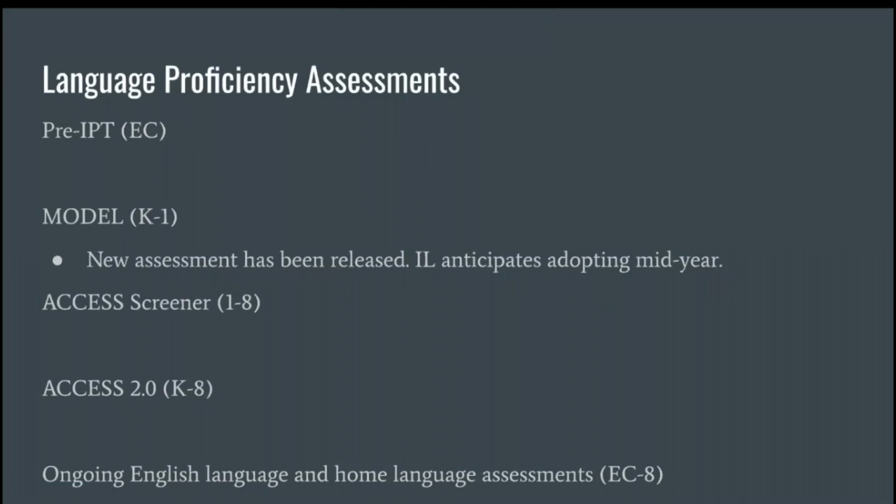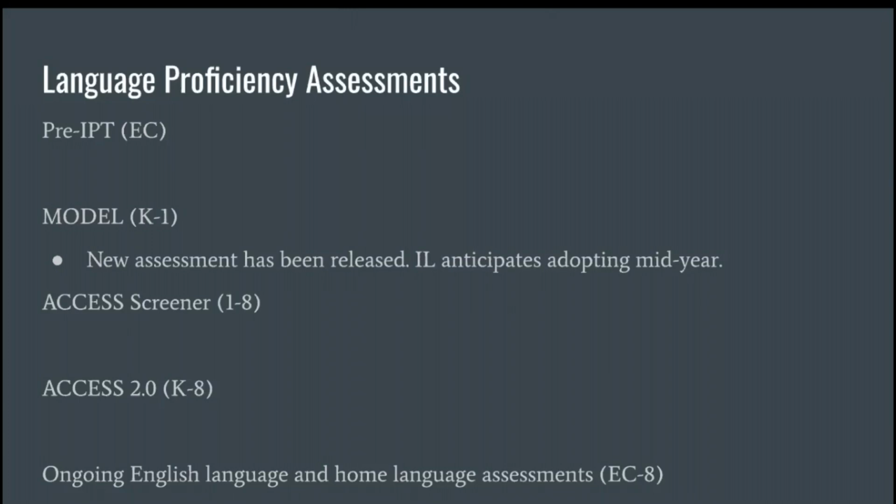We really use this information. In EC, you'll see an assessment called the Pre-IPT that's given to any student who comes in with another language at home. In kindergarten and the first semester of first grade, we give the model. There's actually been a new assessment released by WIDA. They anticipate adopting it sometime mid-year. So right now we're still giving the model for kindergarten and the first semester of first grade. The Access Screener happens the second semester of first grade through 8th grade.